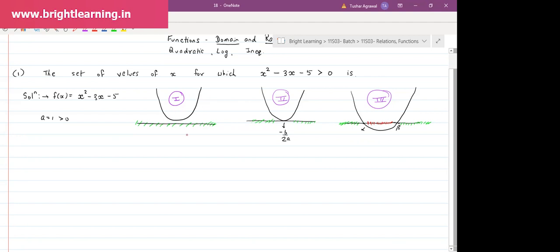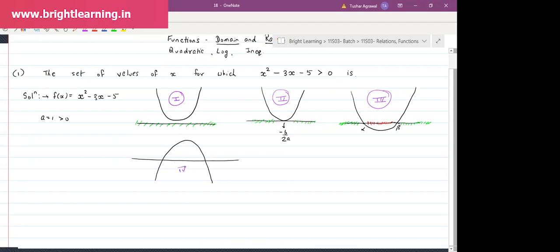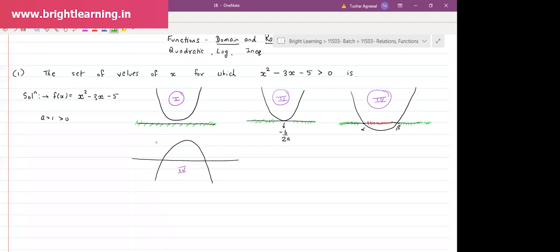And in case the graph is an inverted U, and you verified that the graph has 2 distinct roots, then in that case the answer would have been the values between the roots. So now you know how to approach the problem.